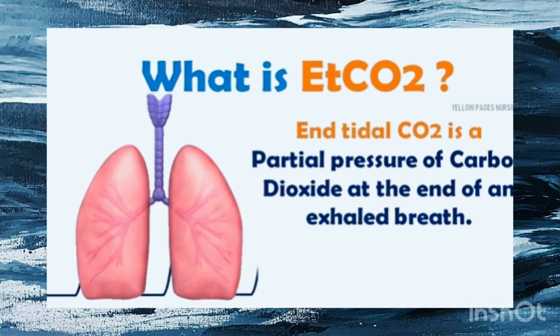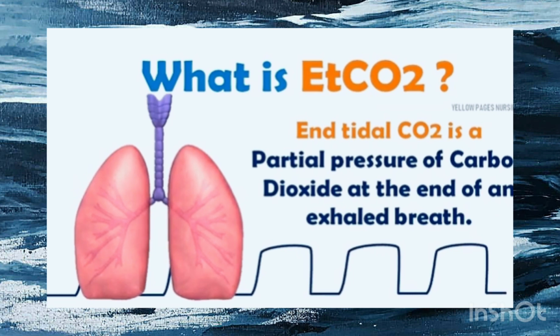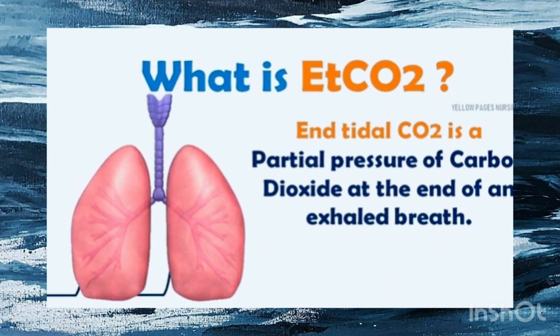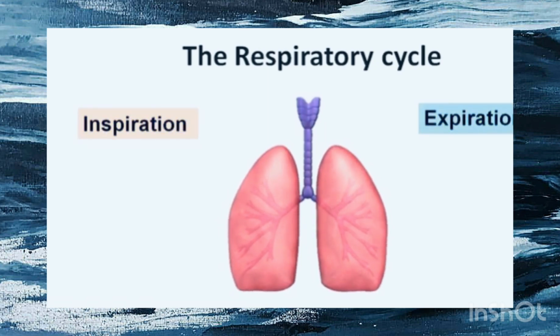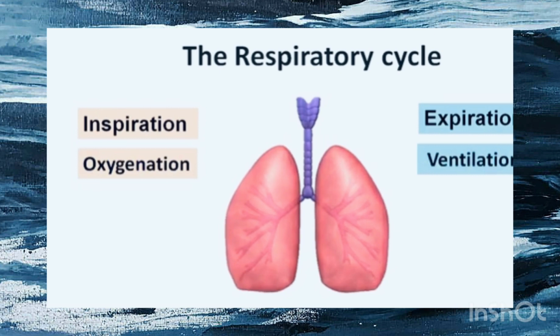To understand capnography, we must have a clear idea about the respiratory cycle. The respiratory cycle consists of two components, inspiration and expiration. There are two concepts, oxygenation and ventilation. These two are entirely different mechanisms, but they both rely on the respiratory cycle. Oxygenation relies on the inspiratory phase, whereas ventilation relies on the expiratory phase.